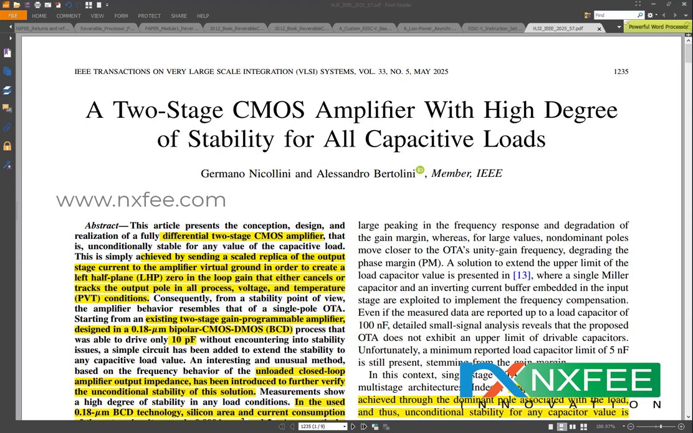OTAs are very important in many electronic systems such as sensor interfaces, biomedical circuits, communication blocks and data converters. They are chosen because they provide good linearity, adjustable transconductance and low power operation. But when we move to advanced technology nodes, we also face challenges like reduced intrinsic gain, higher leakage and difficulty in keeping the amplifier stable at low supply voltage.